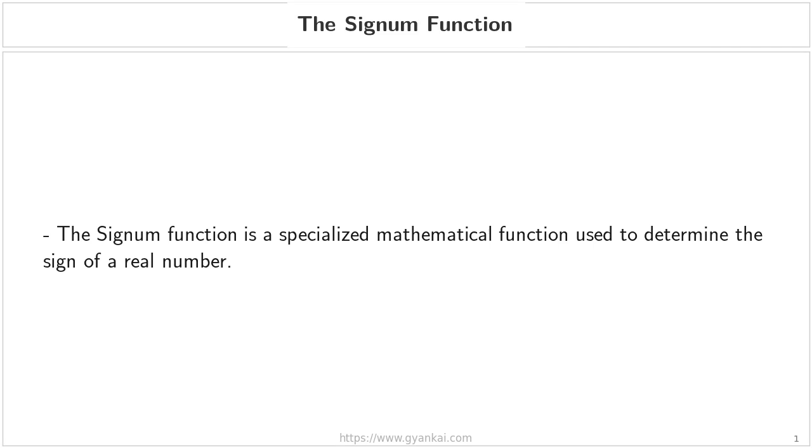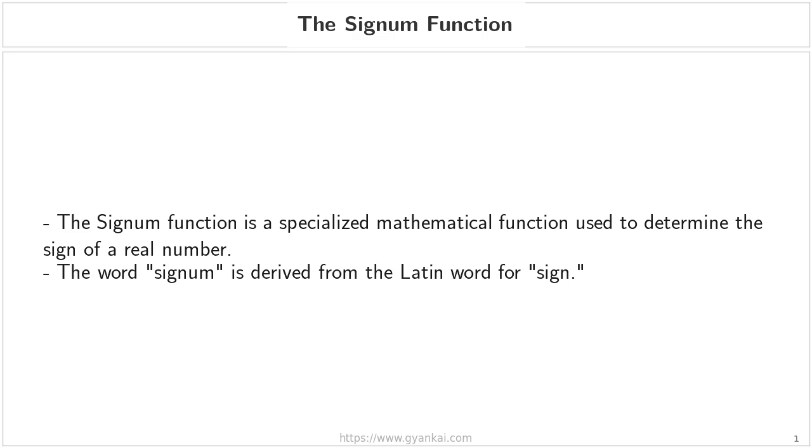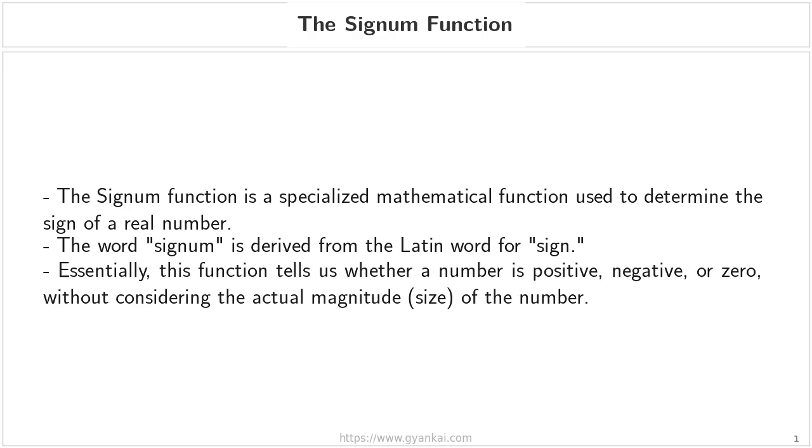Welcome, everyone. Today, we are going to introduce a very interesting and specialized tool in mathematics known as the Signum Function. Now, if you look at the title, you'll see the name Signum. This term actually comes from the Latin word for sign. This is a great hint for what the function does. Essentially, the Signum function's purpose is to look at any real number and tell us its sign, meaning it tells us whether a number is positive, negative, or exactly zero.